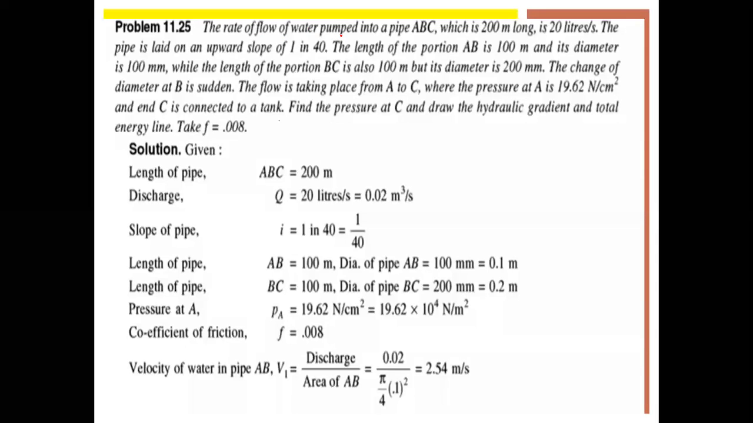The rate of flow of water pumped in the pipe ABC, which is 200 meters long, is 20 liters per second. The length of the pipe is 200 meters and Q is equal to 20 liters per second, that is 0.02 meter cube per second. The pipe is laid on an upward slope of 1 in 40. The length of portion AB is 100 m and its diameter is 100 mm. The length of the BC portion is also 100 m, but the diameter is 200 mm.